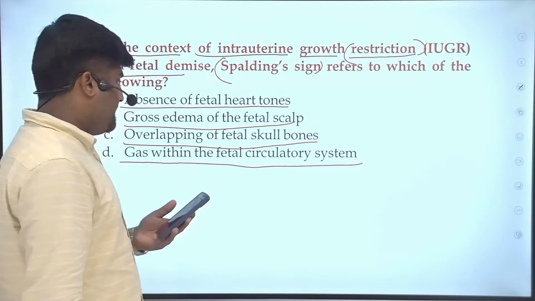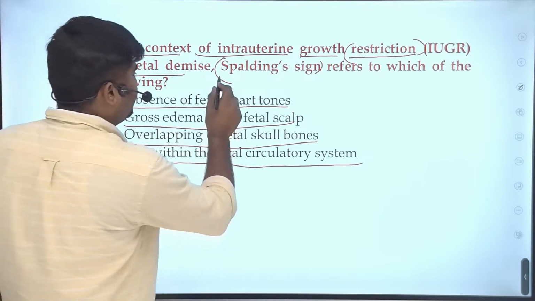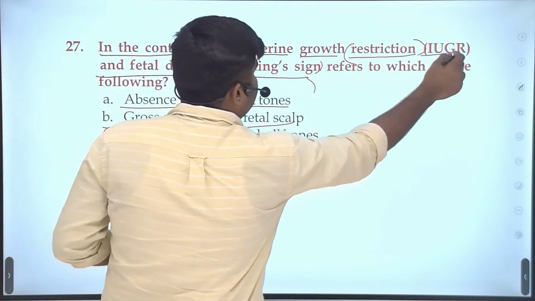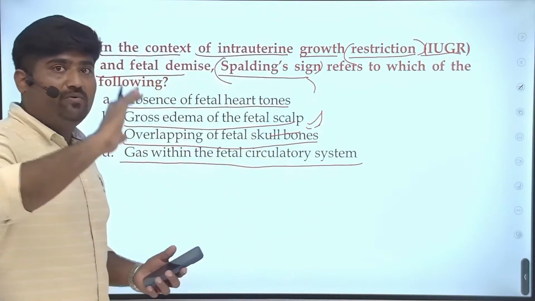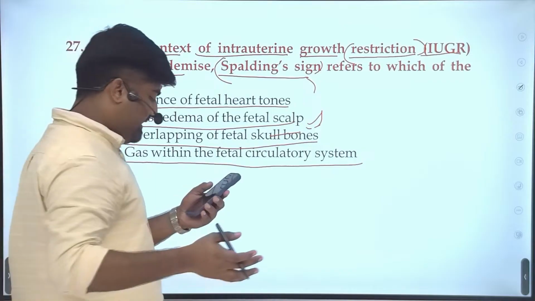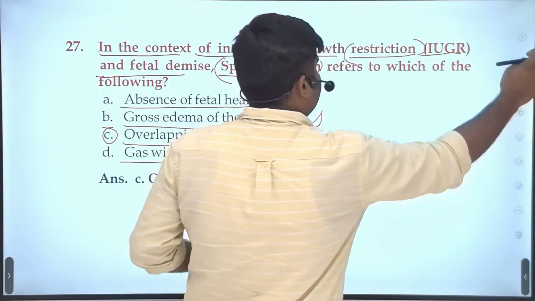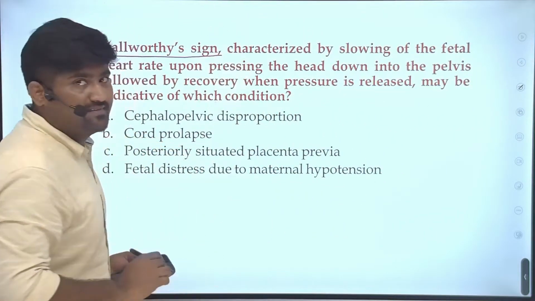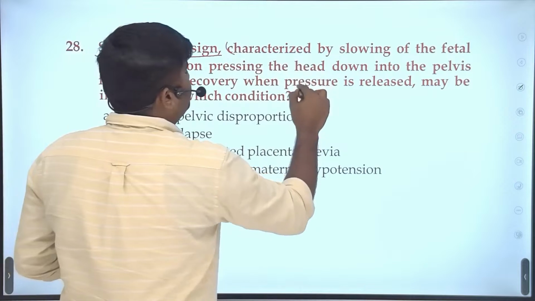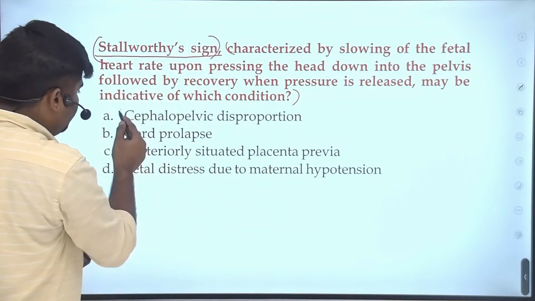Yes. See? If it is the Spalding sign, that is intrauterine fetal demise, then there will be movement, that is overlapping of the skull bones. Okay, Gas is Roberts sign, correct. Stallworthy sign, easy, but the scenario is the same. So if the Stallworthy sign is there, then go for that option.